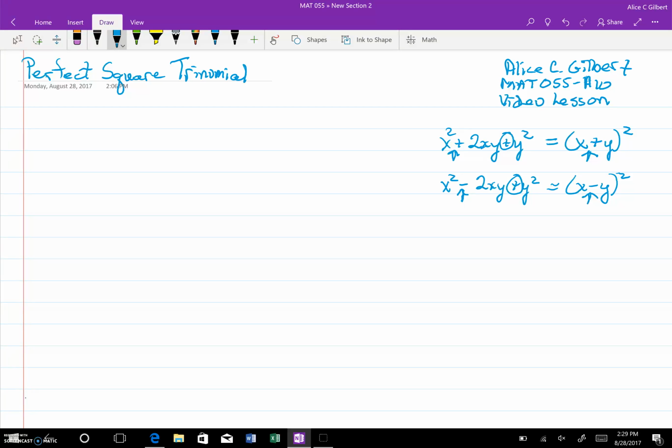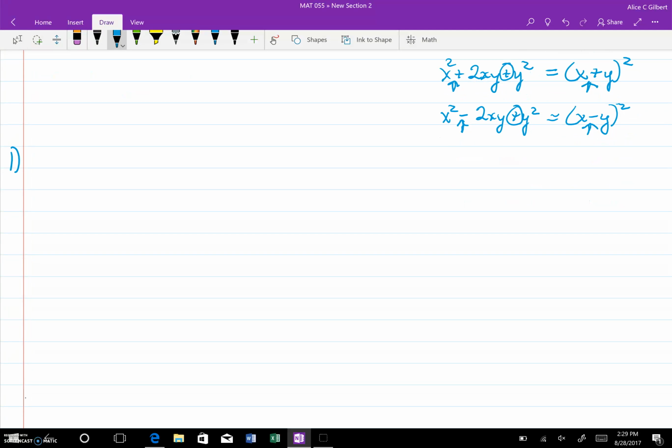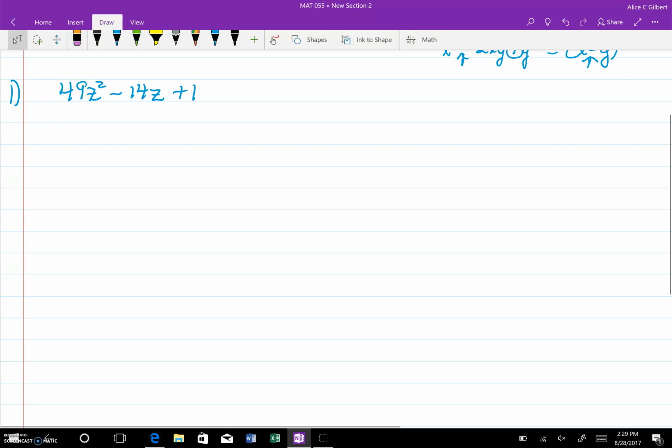So, here's our first example. 49z squared minus 14z plus 1. So, using our factoring rule sheet, rule number 1, are there any greatest common factors? There are not. Rule number 2, is it a special factoring form? Well, remember I said we have lots of questions we have to ask about this.